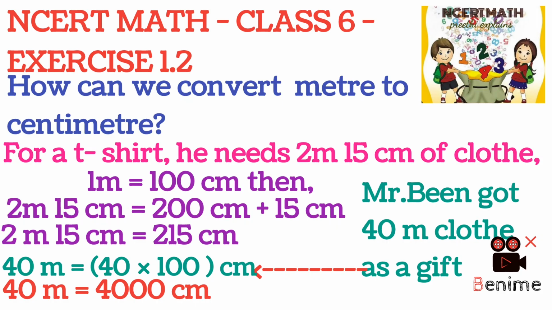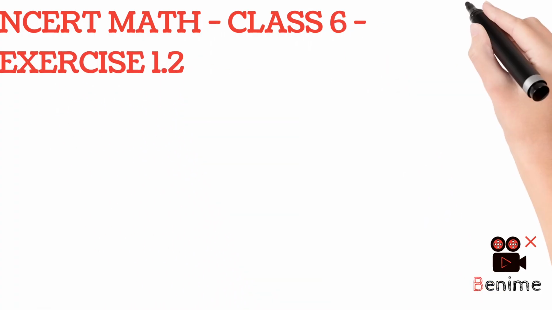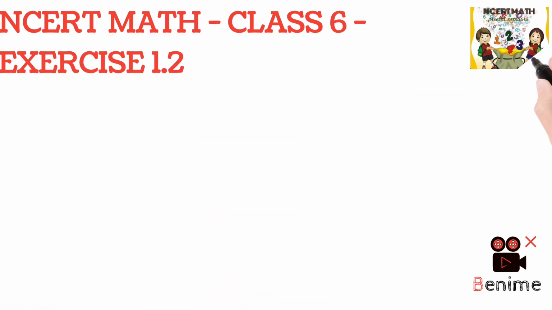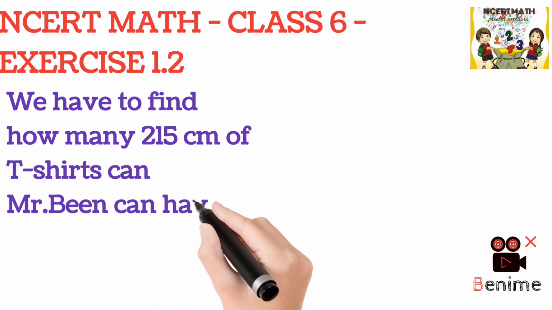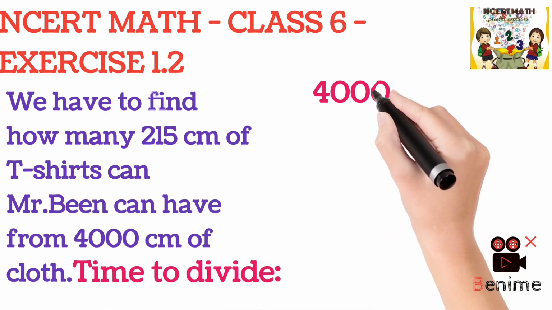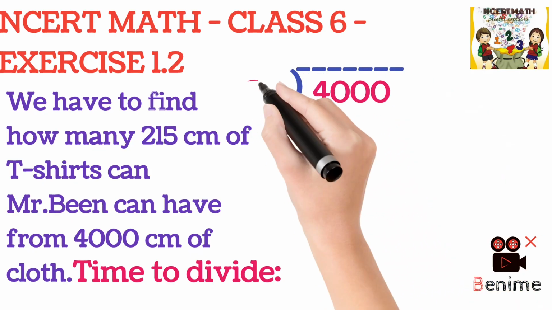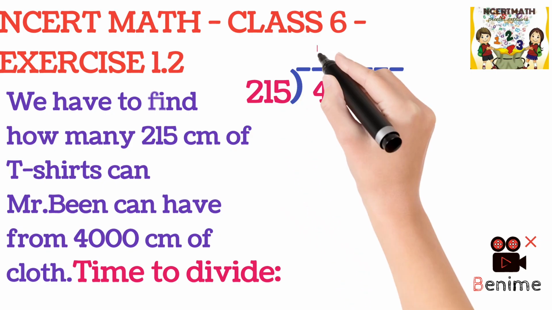So let us move on to the main solution. We have to find how many 215 centimeter T-shirts can be made from that 4000 centimeter of cloth. So Mr. Bean will be happy to know the answer. So let us start the division. It's time to divide. So 4000 has to be divided by 215. This is the question. So let us divide. So 1 times 215 is 215.